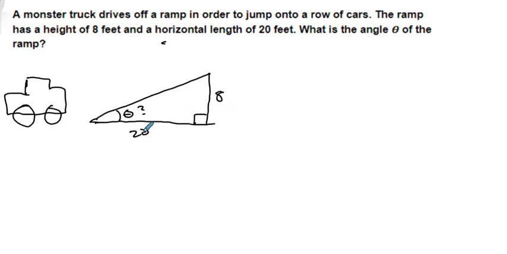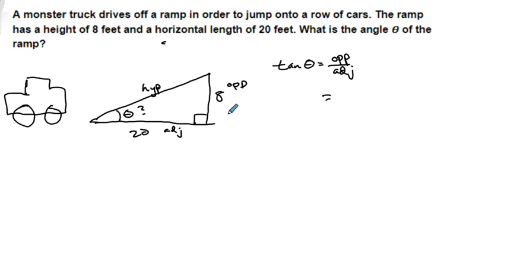Ask yourself, what information are they giving you? If this is my theta, then this would be my opposite side, this would be my adjacent side, and the length of the ramp going diagonally, which we don't need to know, but just so we understand it, is the hypotenuse. If they're giving me the opposite and the adjacent side, that is clearly going to be your tangent relationship. So tangent of theta, and remember it's SOHCAHTOA. So TOA: O is your opposite, and A is your adjacent.